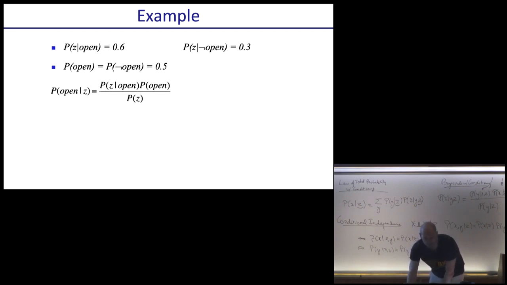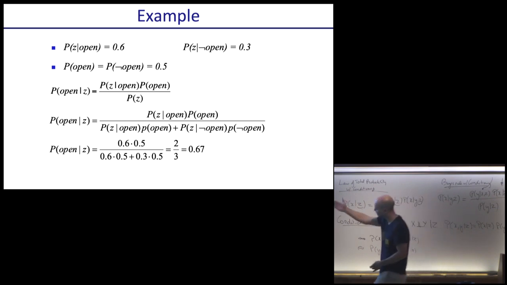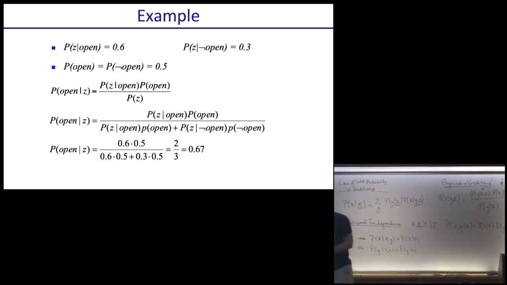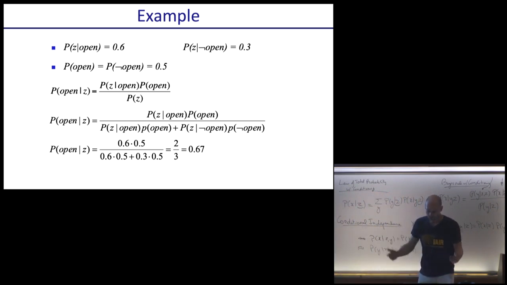Well, we can apply Bayes' rule. We measured z. We can look at Bayes' rule, fill this in, do the math we just described, and find indeed that now after measuring z, which favors the door being open, we have, more specifically, 0.67 probability that the door is open. Now, you could have another measurement.